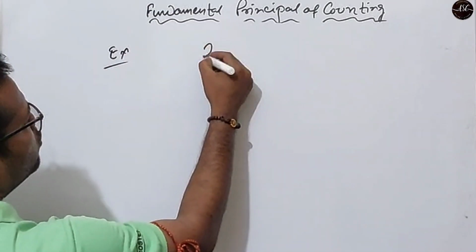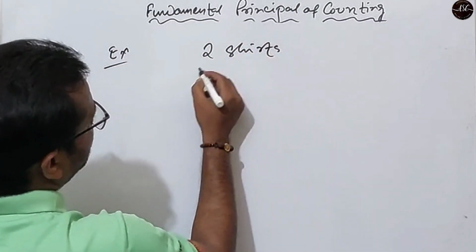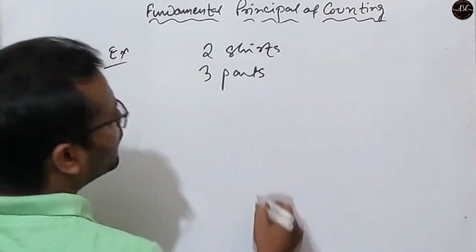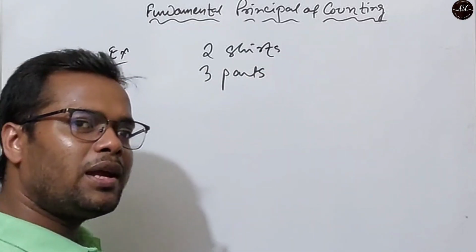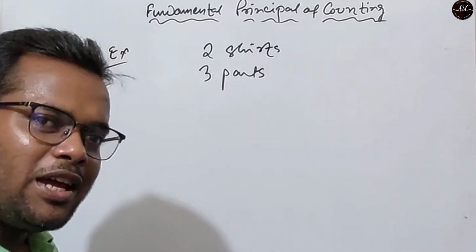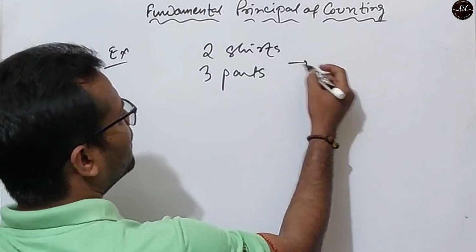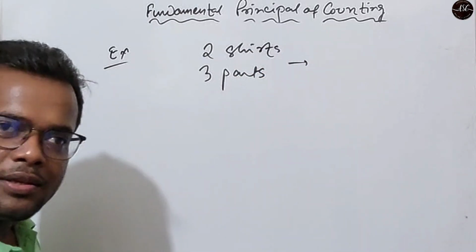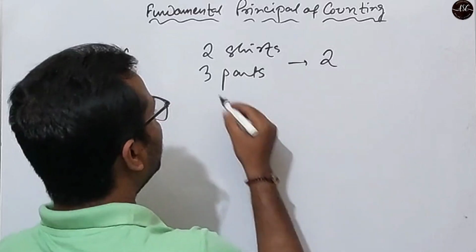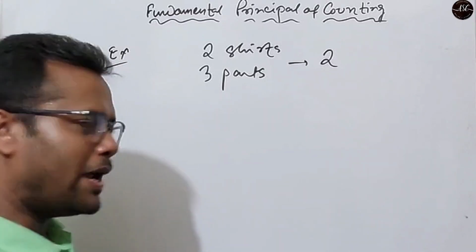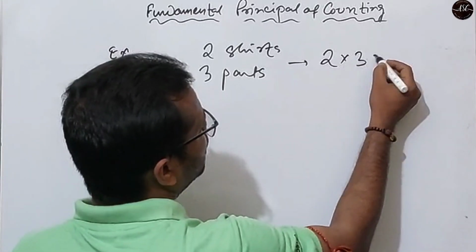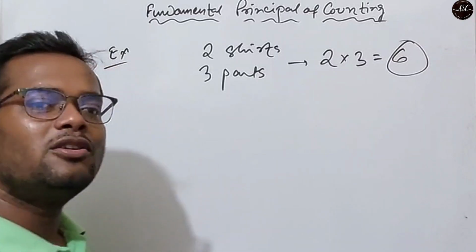Okay, clear? For the previous example, you have just 2 shirts and 3 pants. So how can you get the possible pairs? Here just multiply the ways. Here 2 shirts means there are 2 ways of choosing a shirt, so 2, and here 3 pants means 3 ways of choosing a pant. So just multiply 2 into 3. That means 6. That is 6 possible ways.